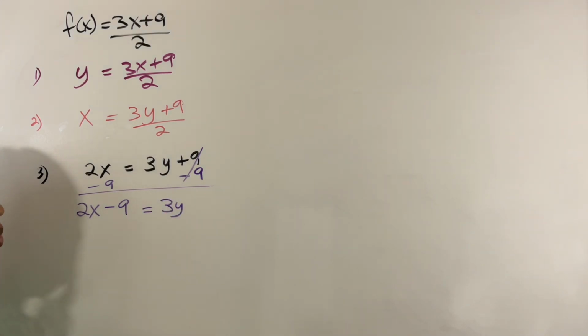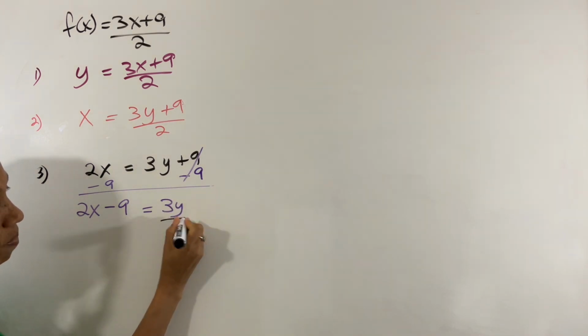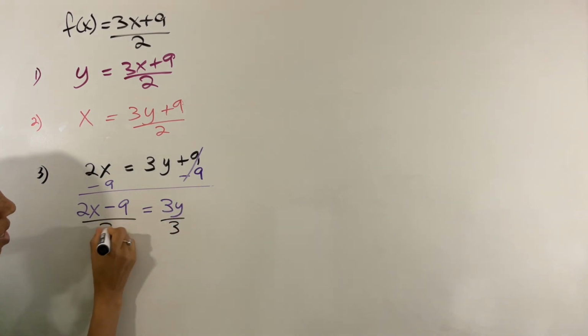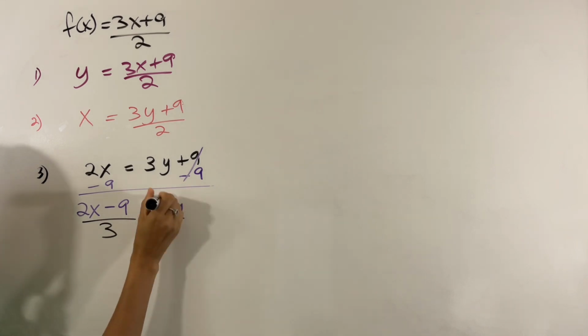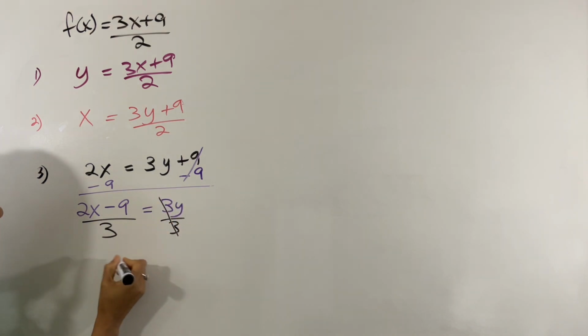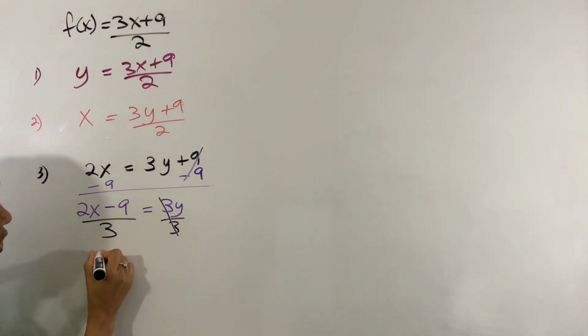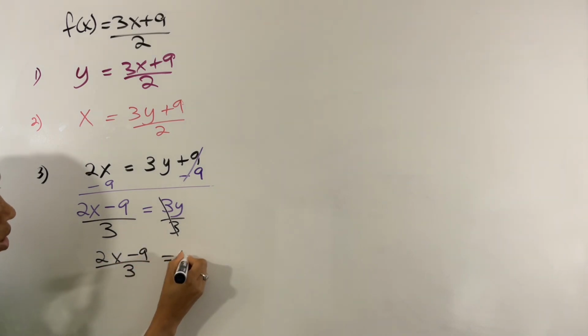Once again, y is not by itself, so we have to get y by itself. So we are going to divide by 3, because if we notice here, 3 is being multiplied onto y, and we must divide what's on the other side by 3 also. So now we have 2x minus 9 over 3 equal y.